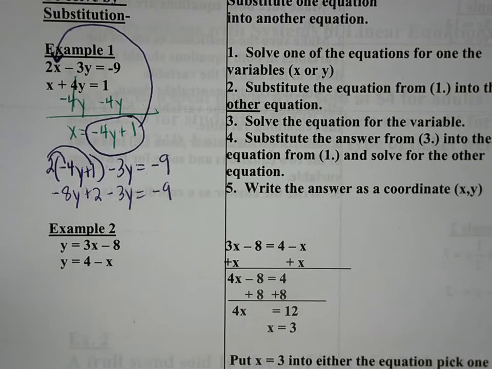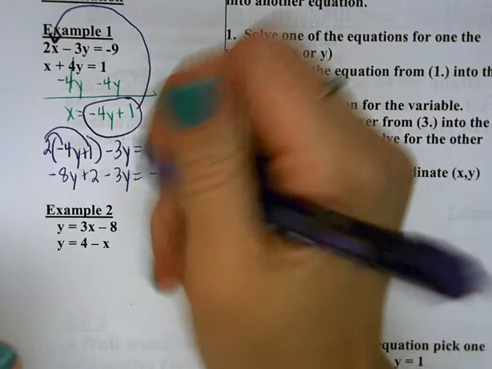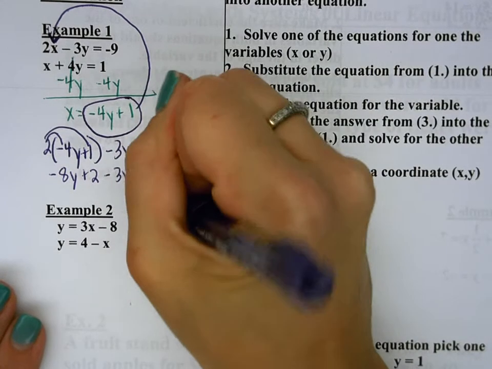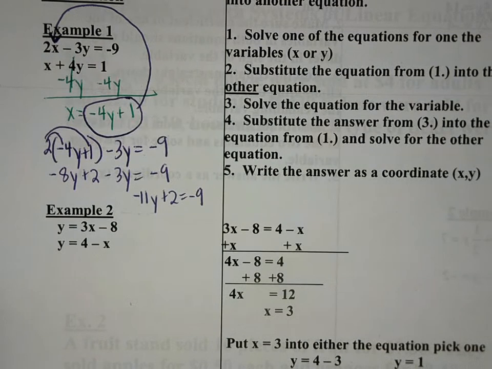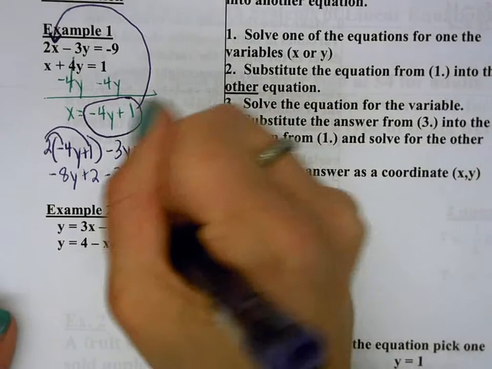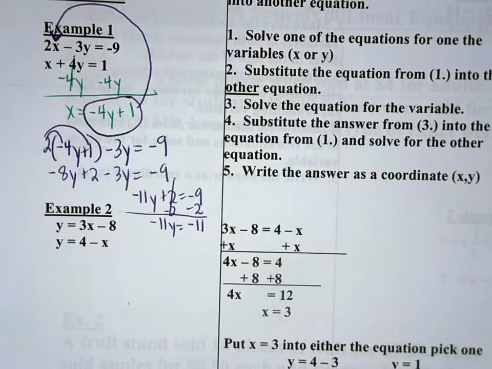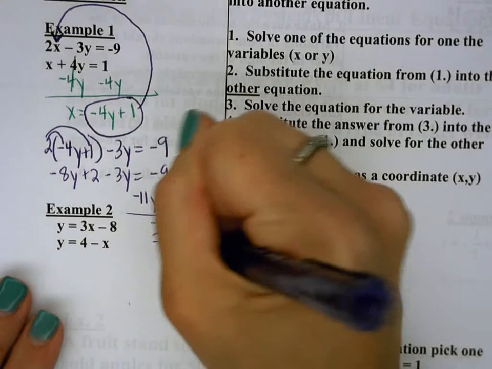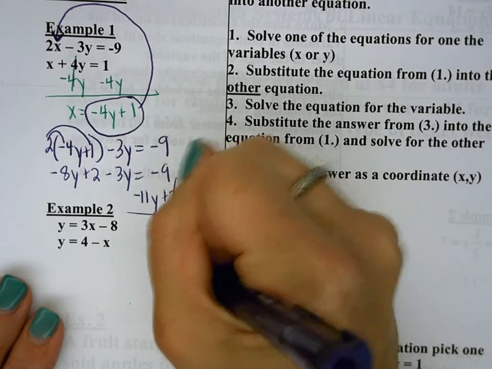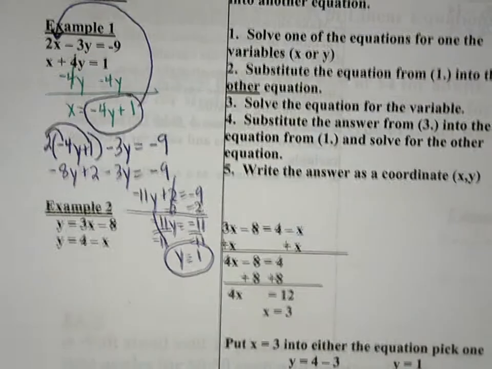Good. We're going to simplify and combine our like terms. Negative 8y and negative 3y make negative 11y plus 2 equals negative 9. Then we subtract 2 from both sides: negative 11y equals negative 11. Divide both sides by negative 11 to get rid of that, and we find that y equals 1. Okay, so we have y equals 1, but you actually need to know what x and y both equal.